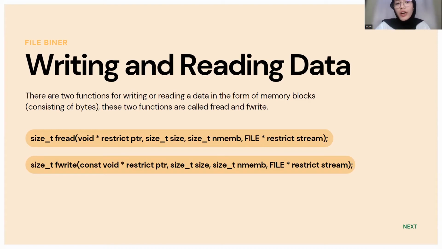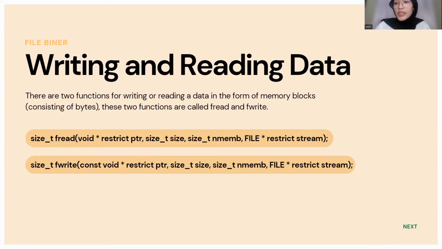And for fwrite, it is basically the same as fread, but instead of void, it uses const void. Okay, so what is PTR? PTR is a pointer that points to an area of memory that we'll use as a temporary data storage for reading from files, for fread, or for writing data into files, or fwrite.